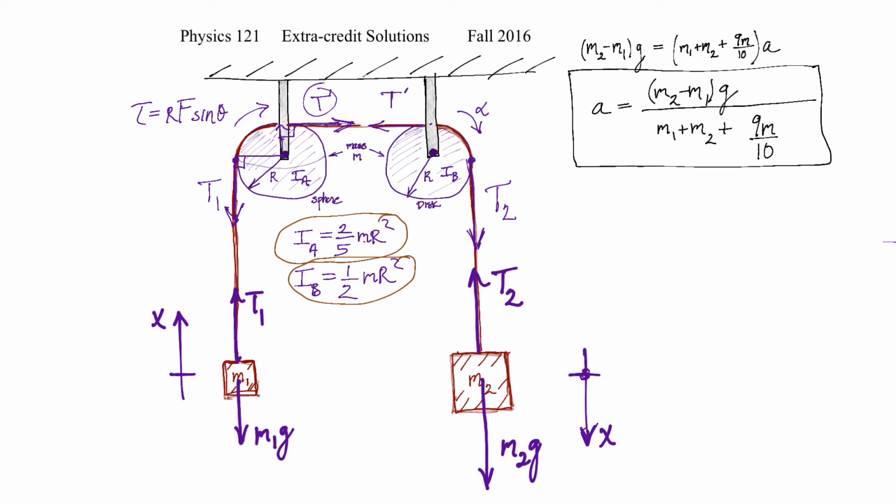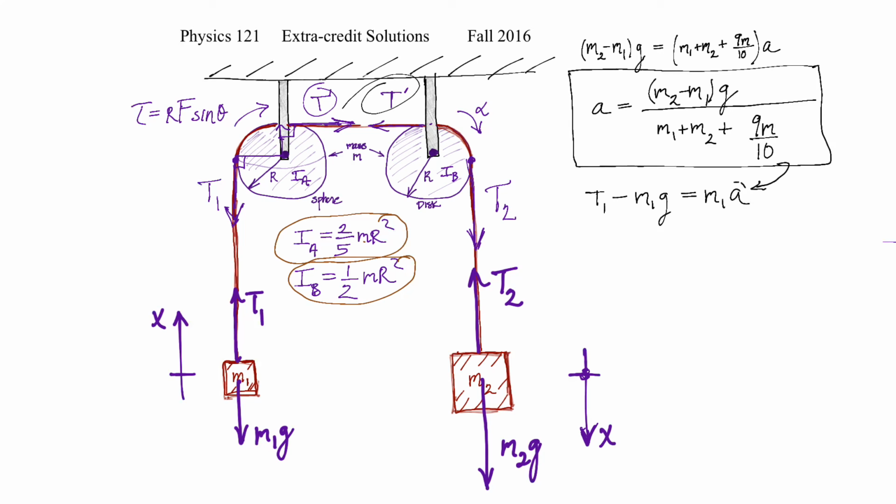Okay, now the next thing I asked for was the tension T prime between the two pulleys. You can get that tension T prime either by working on the left mass and moving upward, or working with the right mass and moving your way upward till you get to the middle of the pulley. So I'm going to work with the leftmost mass. And in the leftmost mass, we know that T1 minus M1G is M1 times A. Now we know what A is. It's this messy box here.